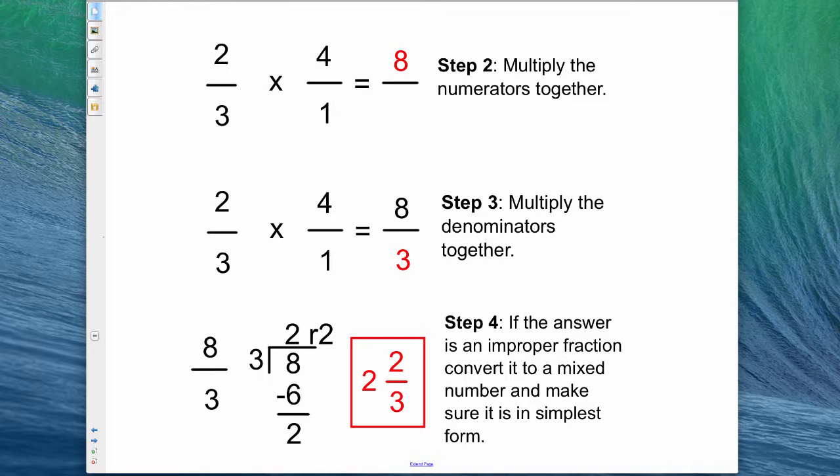Let's go ahead and get some practice. The first problem we're going to do is solve 2/5 times 7. So I start out by turning my whole number, 7, into a fraction by putting a fraction bar and writing a 1 underneath it. This will make my whole number into a fraction.